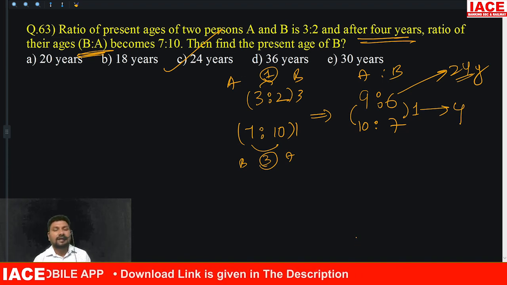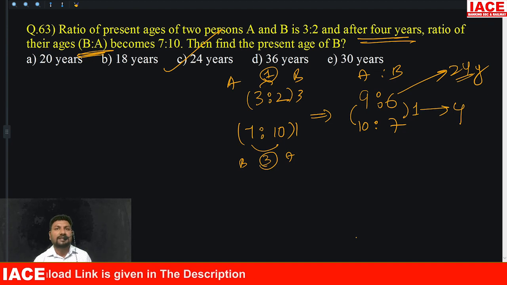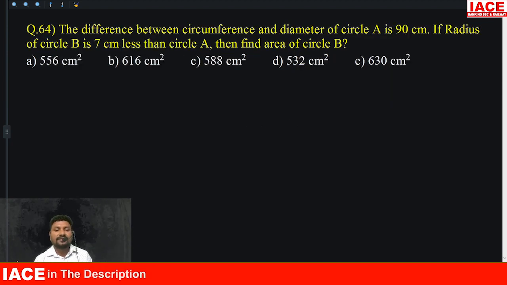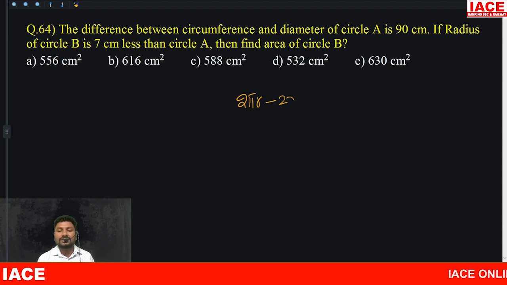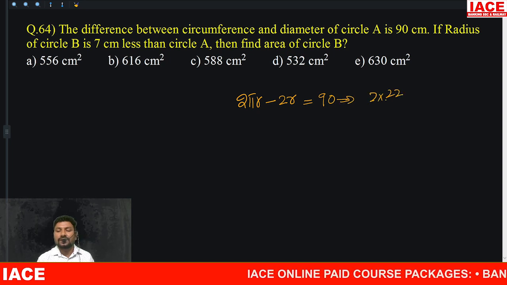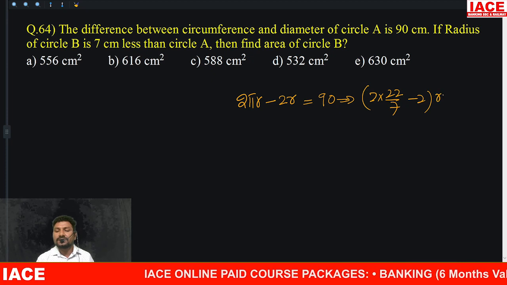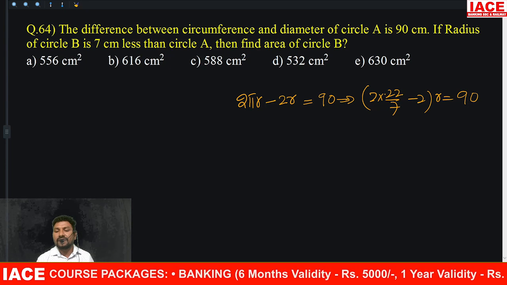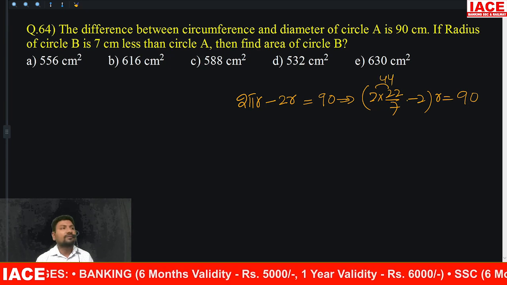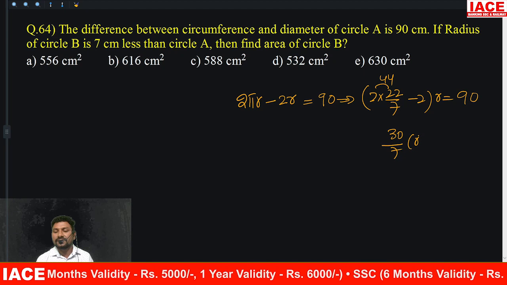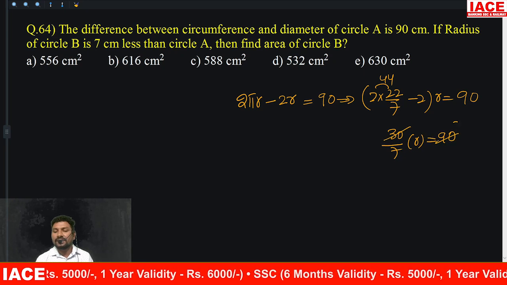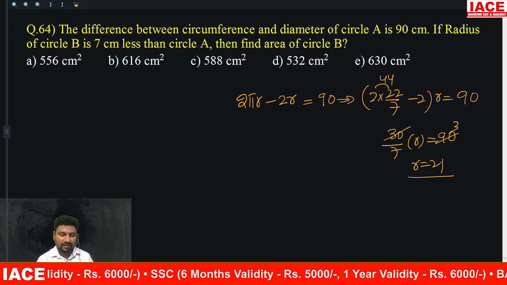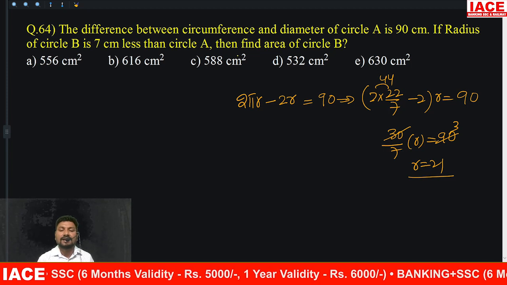If the parts are not equal, you can multiply the gaps in opposite ratios. The difference between the circumference and the diameter. Circumference of a circle is 2 pi r and diameter is 2r, and the difference is 90. From this you can write 2 into 22 by 7 minus 2, times r, equals 90. 7 2s are 14, 2 22s are 44, 44 minus 14 is 30. 30 by 7 r equals 90. 30 to 90 is 3 times, so r is equal to how much? 21. Once you have the radius value, you can easily calculate the area of the circle.